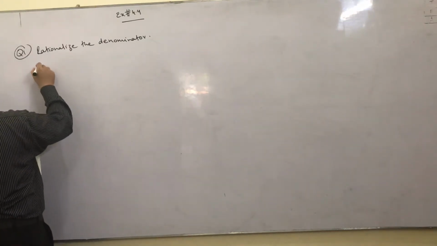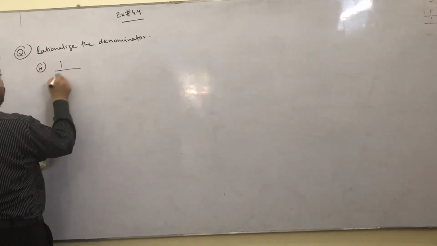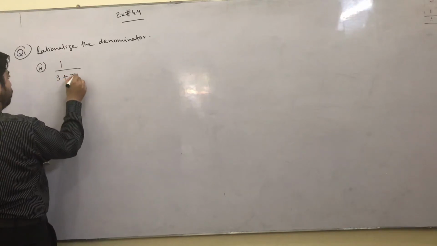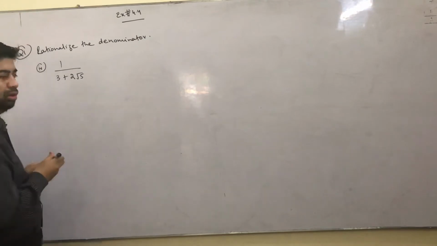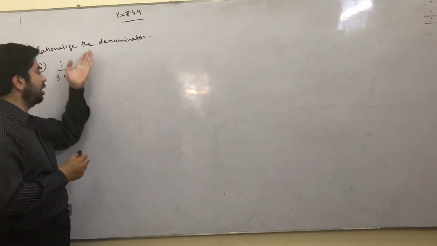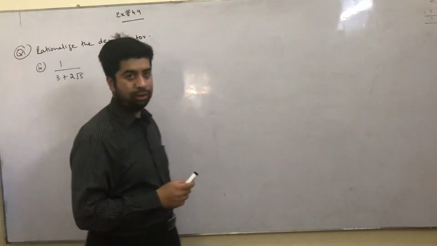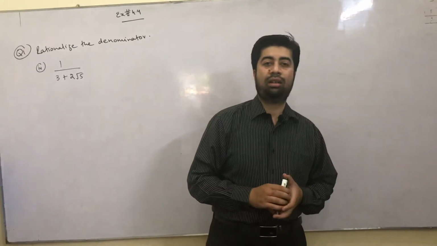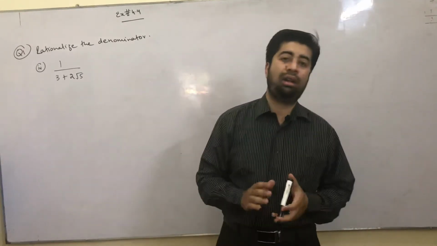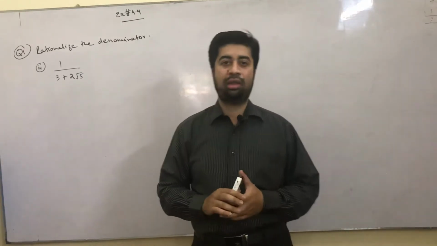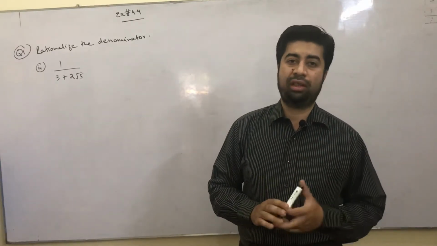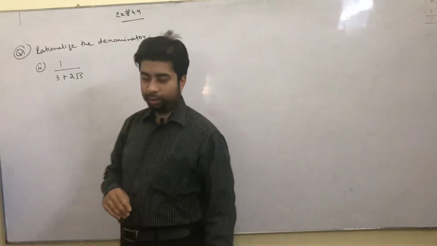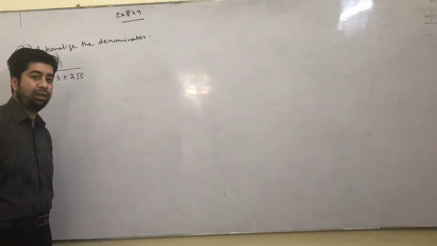Now part 4, 1/3 plus 2 square root 5. The same question, you have to rationalize the denominator. I am again suggesting you to learn all the formulas that I have already told you from all the previous lectures. So see what is the difference.